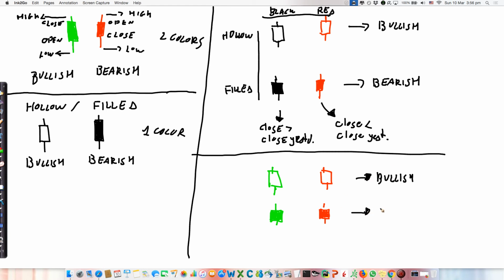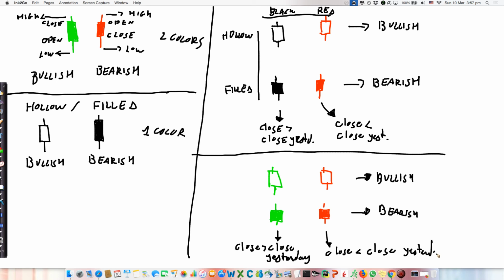This is bearish. This is close greater than close yesterday, and this is close below the close of yesterday.